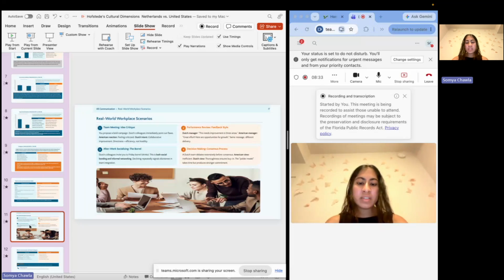Real life workplace scenarios. These examples demonstrate how cultural differences appear in everyday work situations. For example, a Dutch colleague may openly point out weaknesses in an idea during a meeting because improving the project is considered more important than protecting someone's feelings. Decision making often involves discussions and continuous feedback before a final conclusion. Social events such as Friday afternoon drinks are also important because they help employees build trust and strengthen their work relationships. By understanding the situation beforehand, I would be better prepared to adapt to the Dutch workplace.